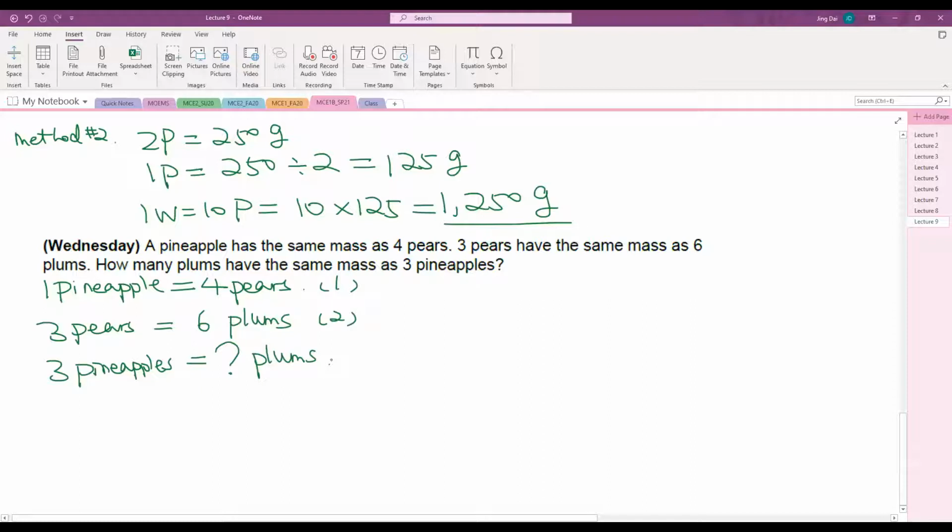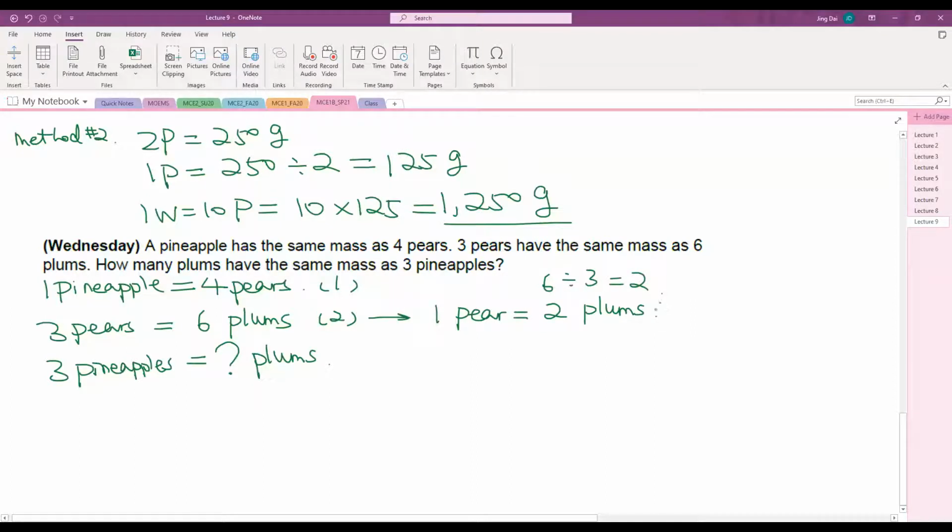So Serena, where did you go from here? So, me, I just wanted to figure out 1 pear equals what? So my answer is 1 pear equals 2 plums. Very good, Serena. I'm so proud of you. Yeah, so from the second equation, we can figure out 3 pears equals 6 plums. So 1 pear must be 2 plums. 6 divided by 3 is 2, right? So 1 pear weighs as much as 2 plums.